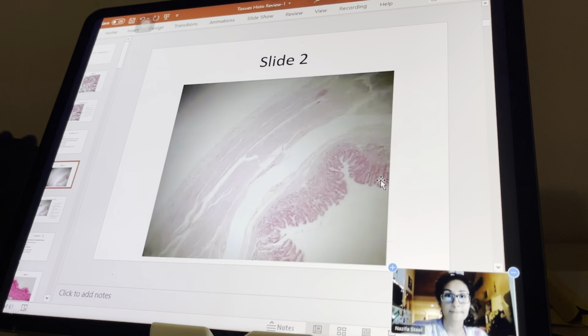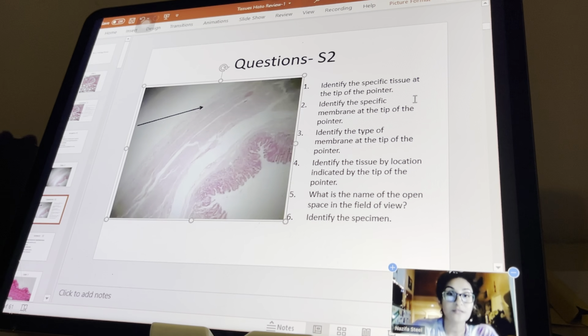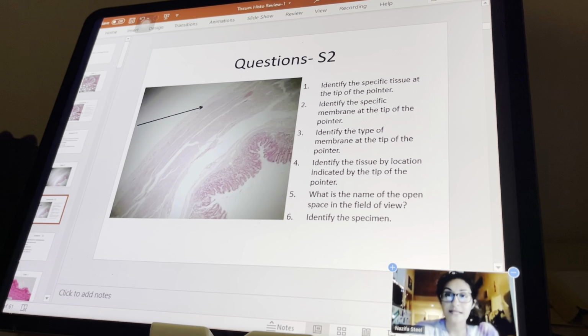Okay, this one. Mariella, identify the specific tissue at the tip of the pointer. That looks like simple squamous epithelial tissue? Yeah, exactly. Simple squamous. That's mostly what it's going to be a lot of the time, especially at the edges. Can you do number 2 as well, Mariella?